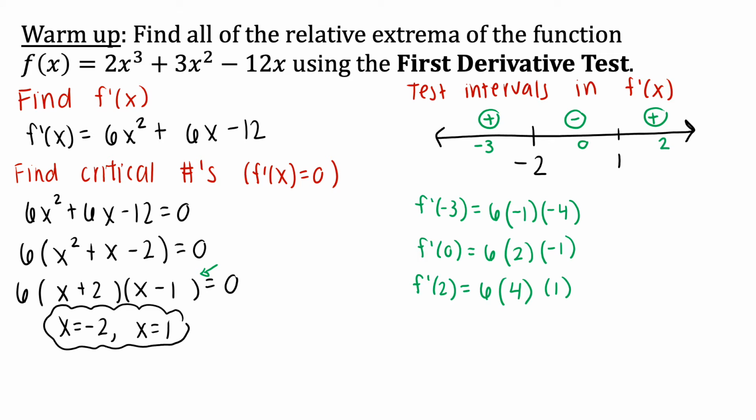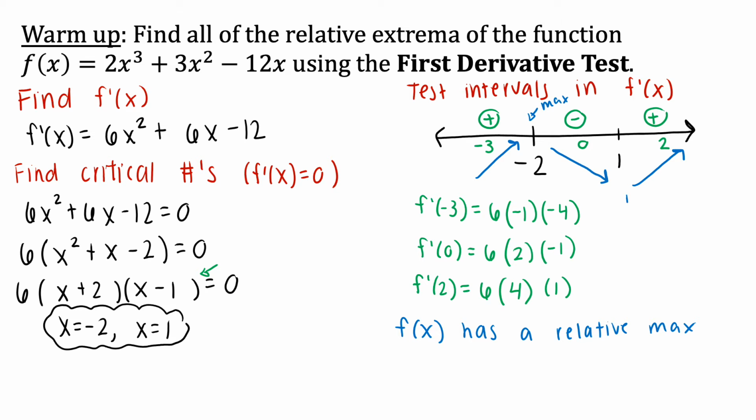Remember, we are looking for relative extrema, so we want to notice that our function would be increasing from negative infinity to negative 2, then decreasing from negative 2 to 1, and then increasing again from 1 up to infinity, which means that our function, f of x, is going to have a relative maximum here where x equals negative 2, and then it will have a minimum here where x equals 1.